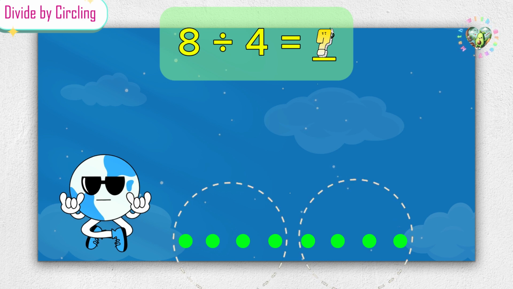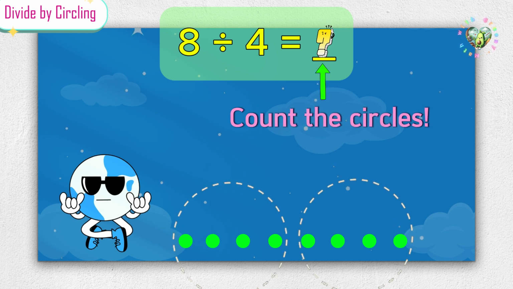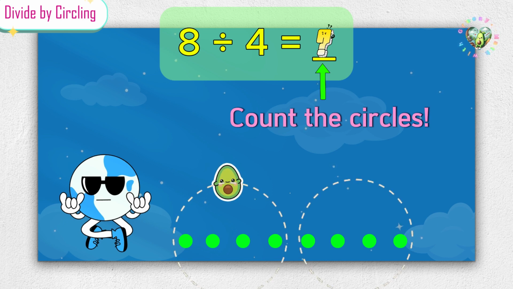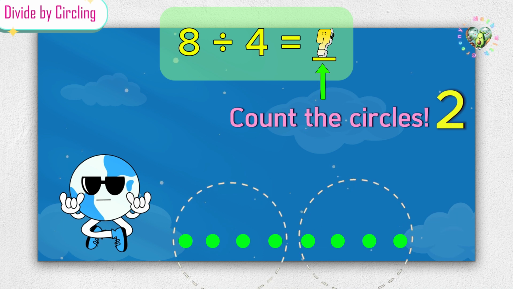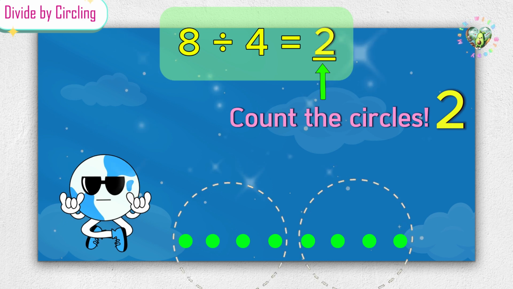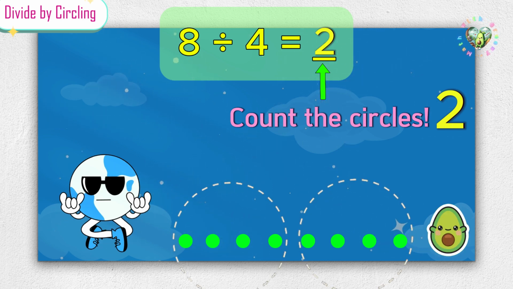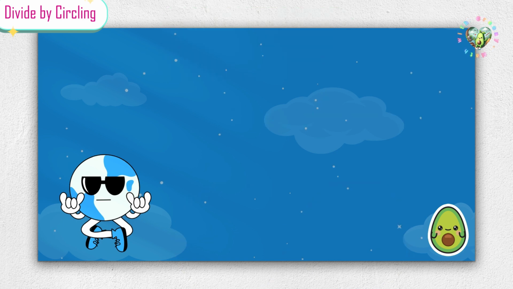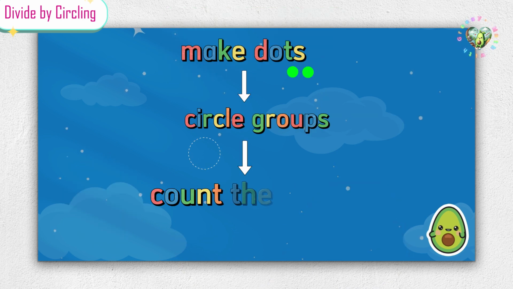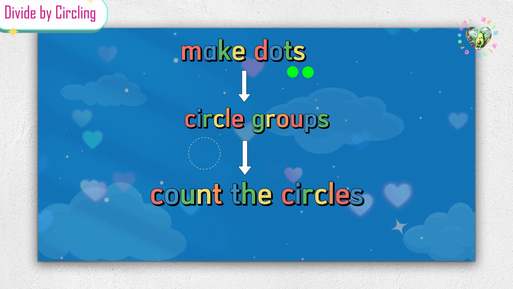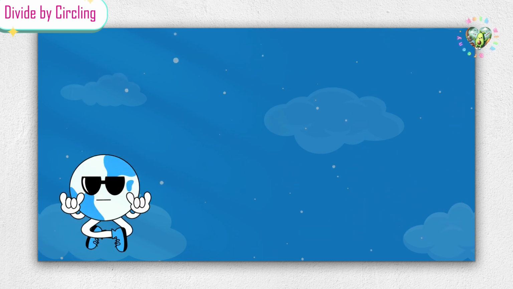Perfect! Now, we count the circles. How many circles do we have? 1, 2. 2 circles. That's right. So, 8 divided by 4 equals 2. Wow, that was easy. So, we just make dots, circle groups, and then count the circles? You got it! Want to try another one together?